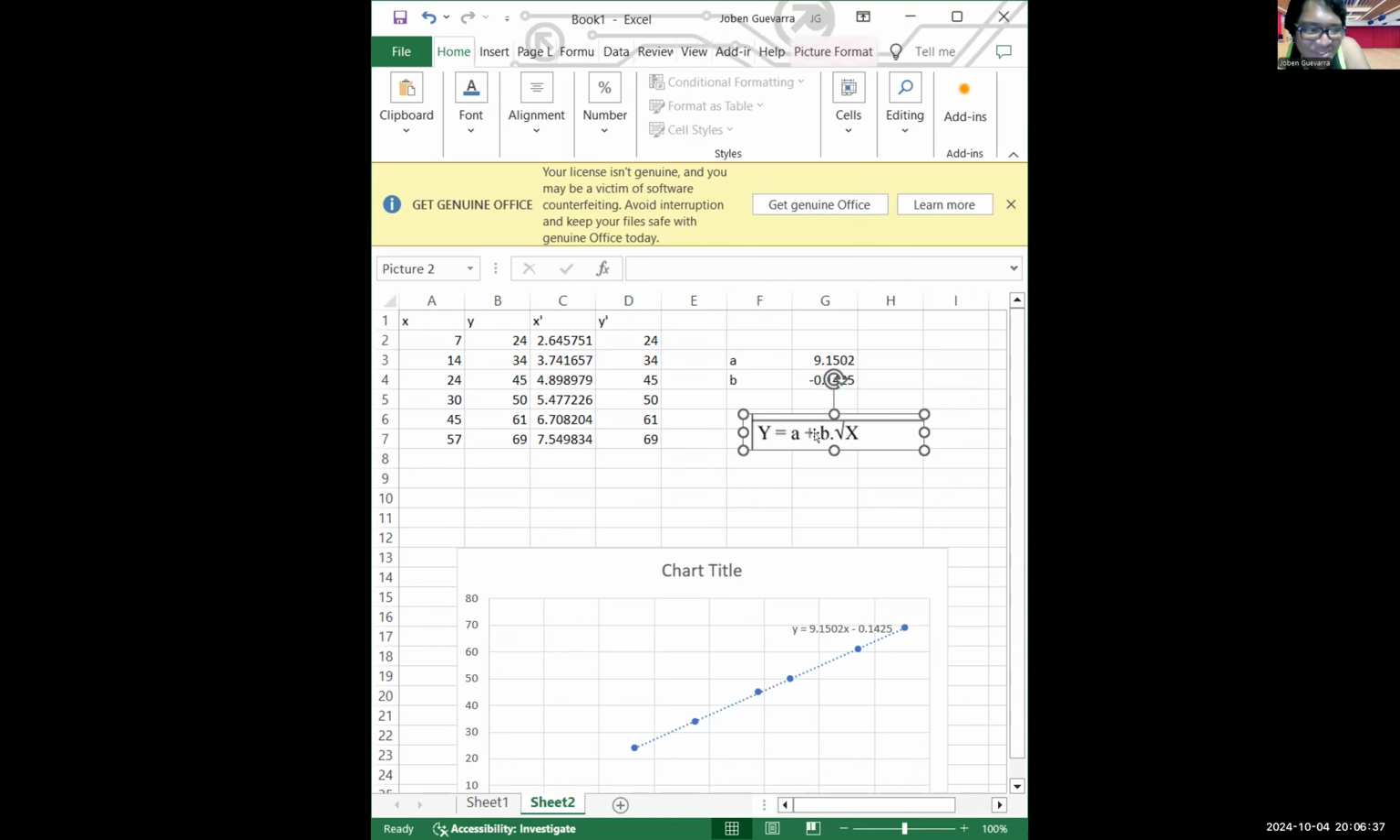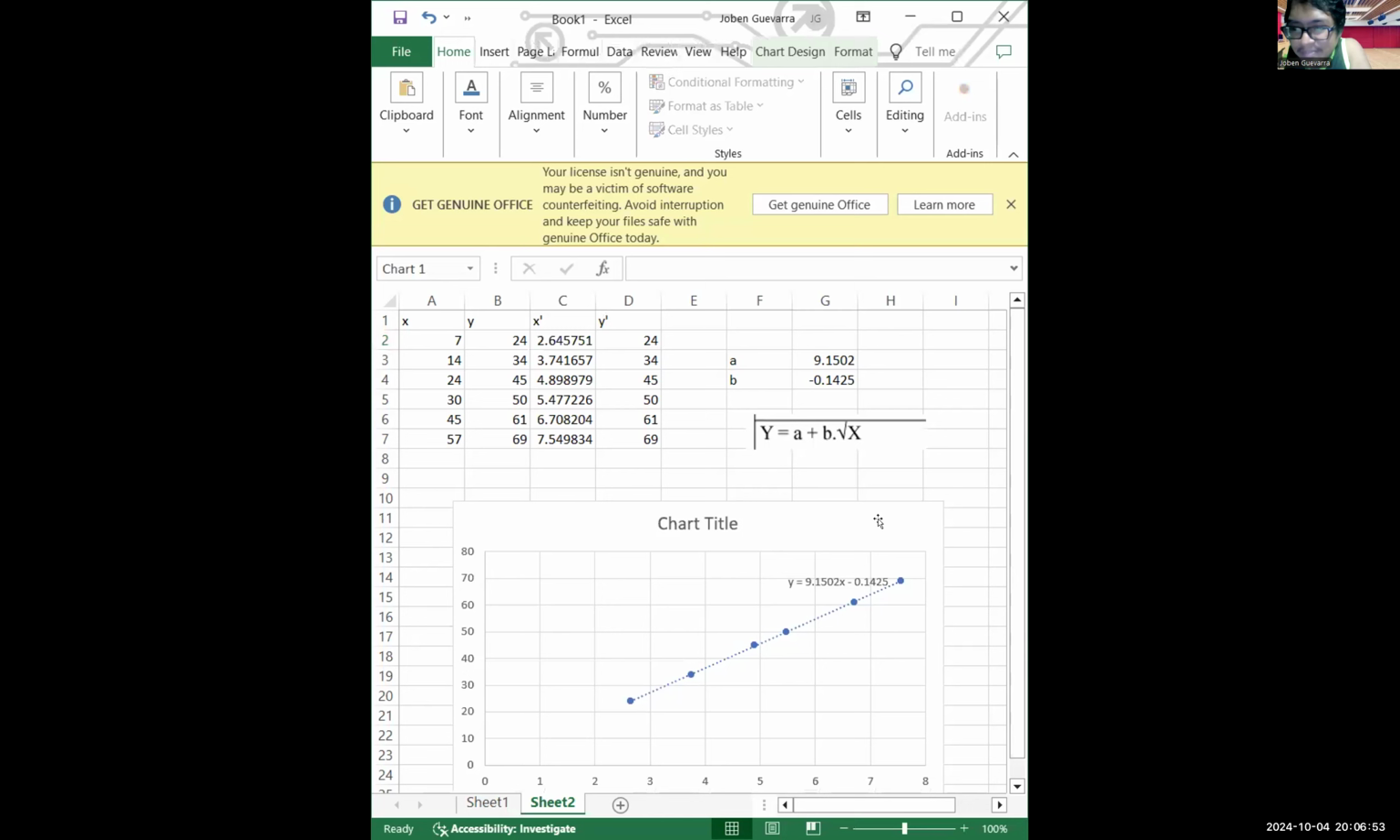And alpha is also a and beta is also b. So I'll just get the equation of the linear fit of the plot of x and y prime. Based on Excel already, sir, the plotting, the scatter plot. Here's the equation, then alpha and beta. I will just plug it here, sir. That's the equation, sir.